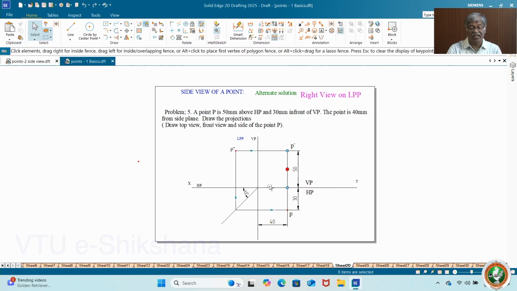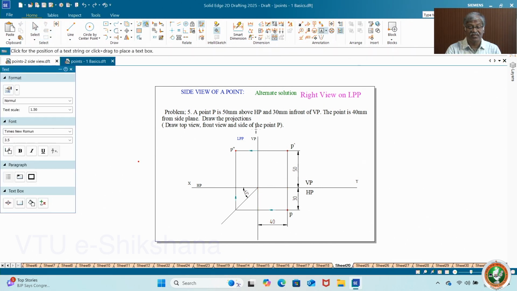Instead of getting the right side, you have to get the left side. This area is LPP, similar to the RPP. Then project through the 45-degree line, directly project the front view, and maintain 40 mm from the vertical projector of P to fix x1, y1. So this is actually referred to as x dash, y dash. So this is the solution for the problem which is having LPP as the reference, right view on LPP.